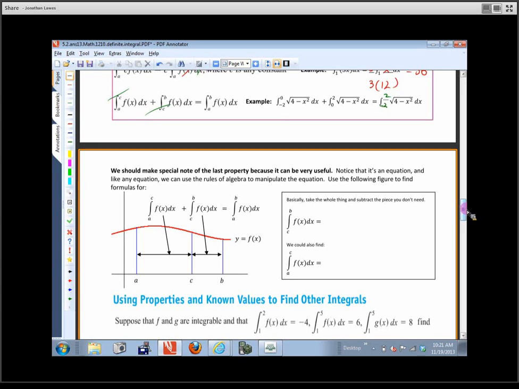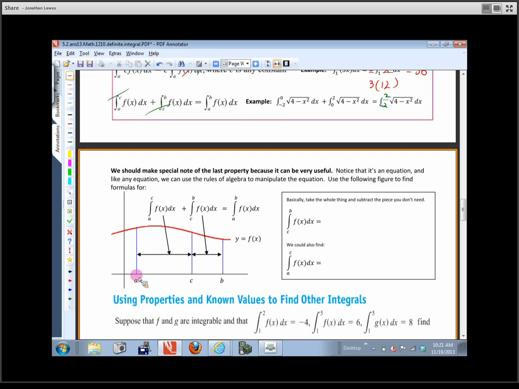So if you look at this last little property right here, it's an equation. And just like any other equation, it can be algebraically manipulated. So as long as you do the same thing to both sides, you could multiply both sides, you could add, you could subtract, whatever it is, and you could move things around to get another true equation as long as you don't break those rules of algebra. Okay? So again, this is the idea behind this one.